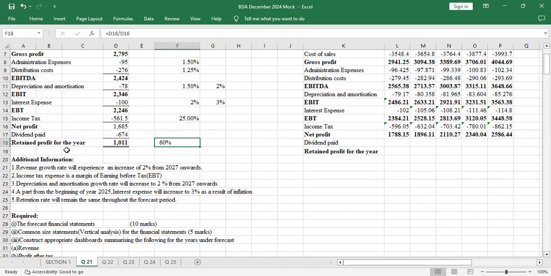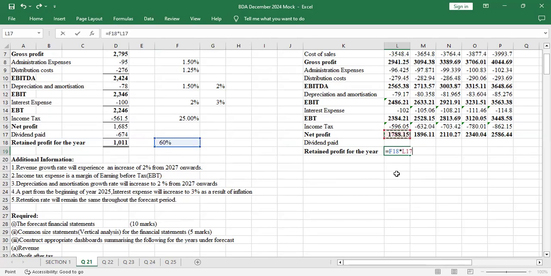It means that the retained profit for the year should be 60% of the net profit. So that's what we mean by the retention rate. It was maintained at 60%. So you just take that 60% and multiply by the net profit.